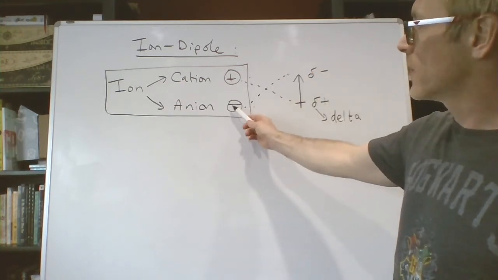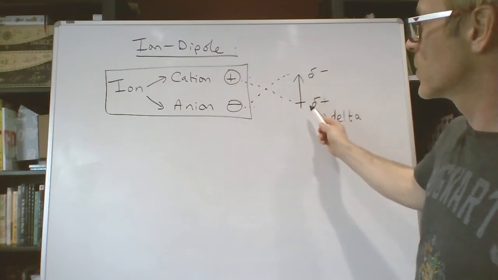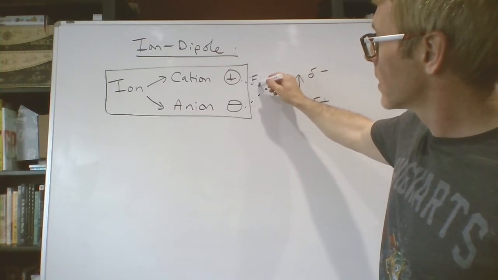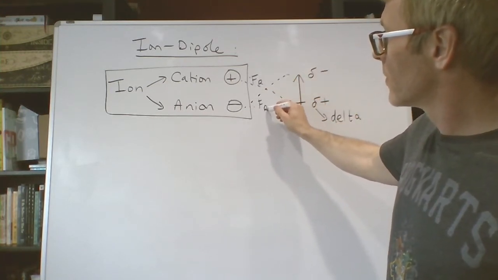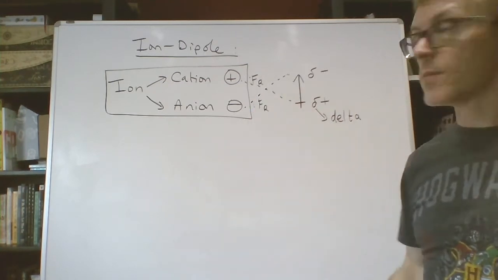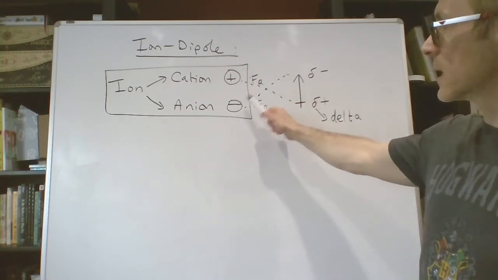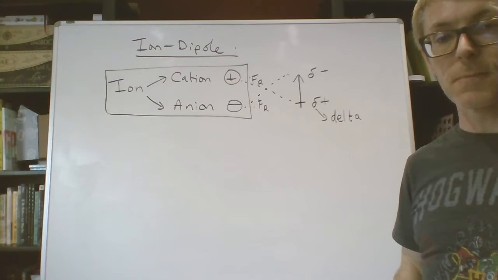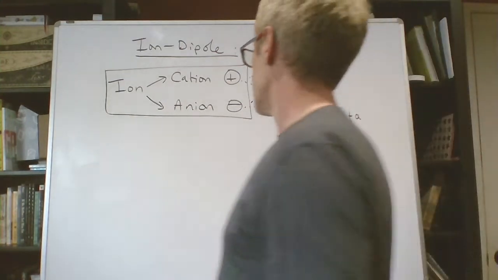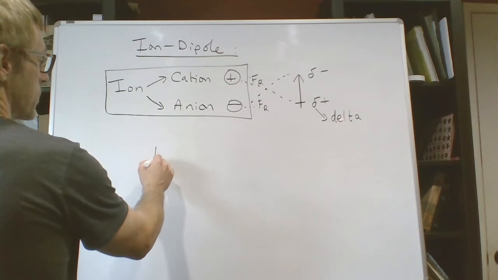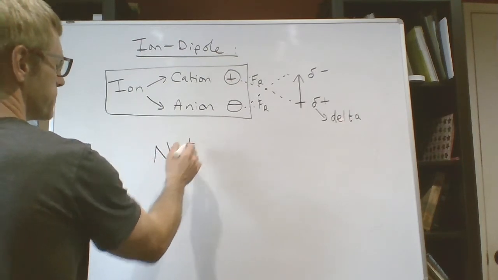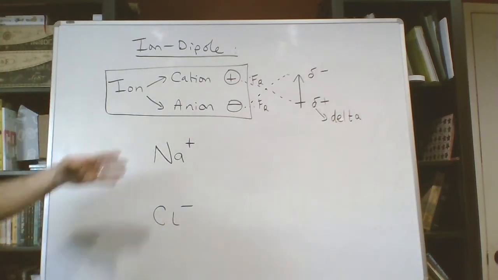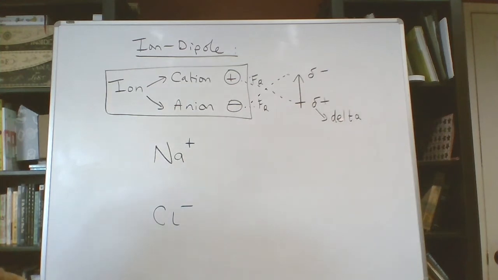So here I'm looking at the anion with the negative end and the cation with the positive end. These would be repulsive forces. So like charges repel, positive and positive repels, negative and negative repels, and opposite charges attract, as we saw previously. An example of this would be, let's say, a sodium cation and a chloride anion. If you dissolve some sodium chloride in water, you'd have dissociation of these ions.